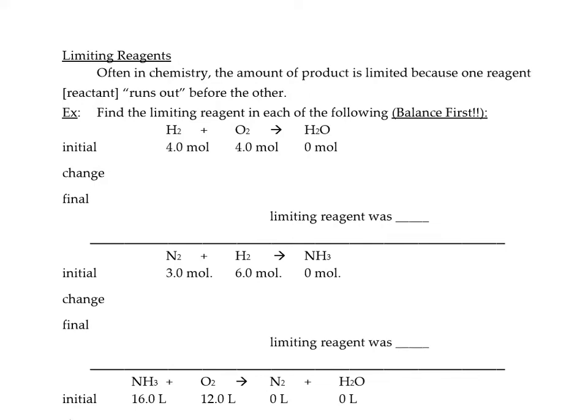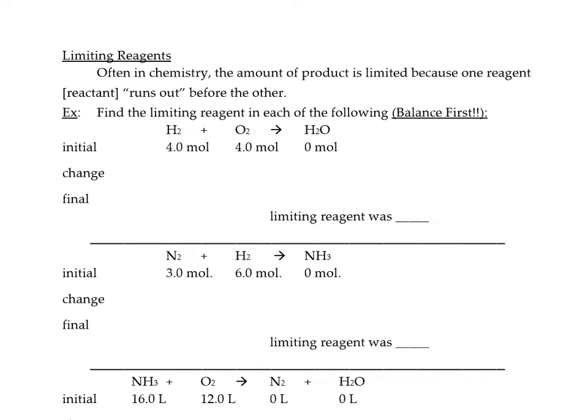Today we're going to be discussing limiting reagents. What happens in chemistry is the amount of a product is limited because one reagent or reactant runs out before the other. The way to recognize a limiting reagent problem is that you're going to see both reactant amounts given, whereas in the previous notes, I only gave you one reactant, so you could figure out the other reactant and the product. But now if you're given both reactants, you're going to have to figure out which one will run out first.